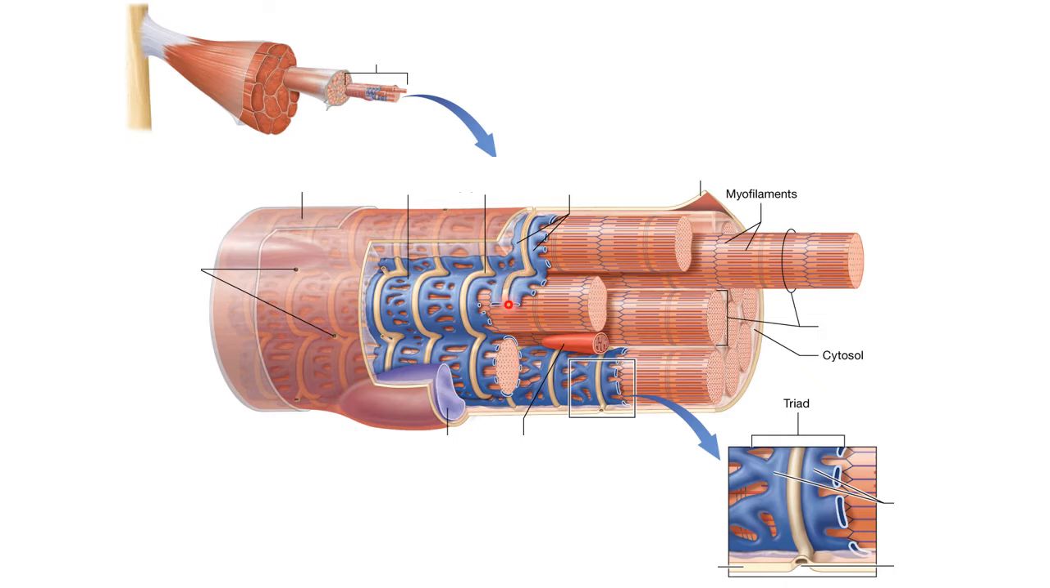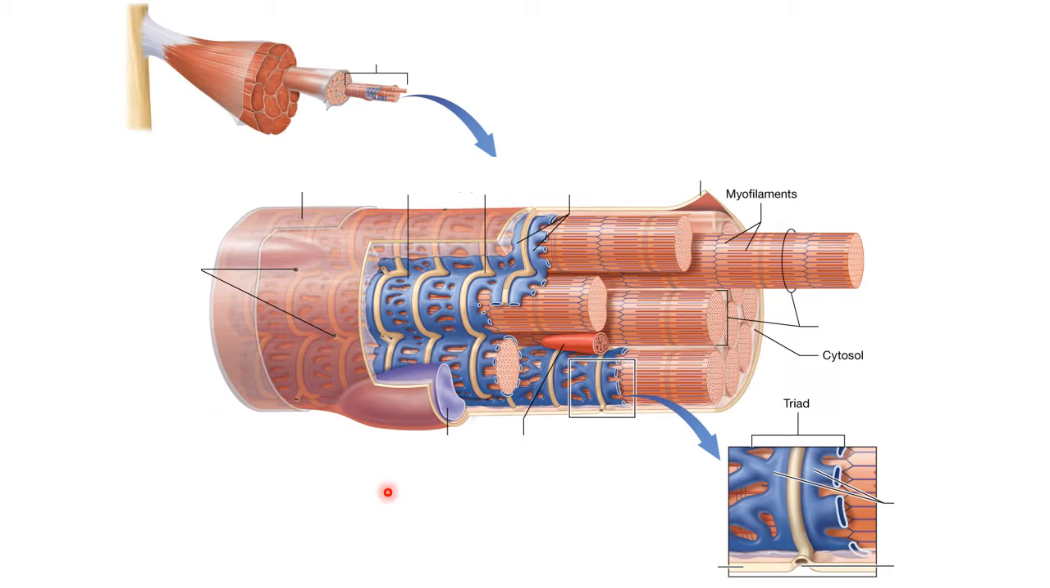The T-tubule with the sarcoplasmic reticulum on either side of it is a triad. There's a triad. And this thick part of the sarcoplasmic reticulum that's on either side of the T-tubule is called the terminal cisternae.